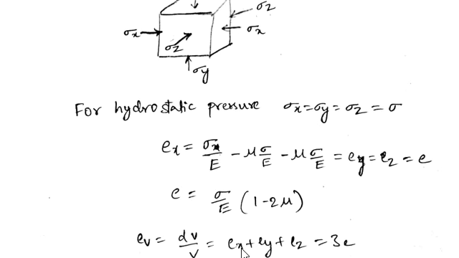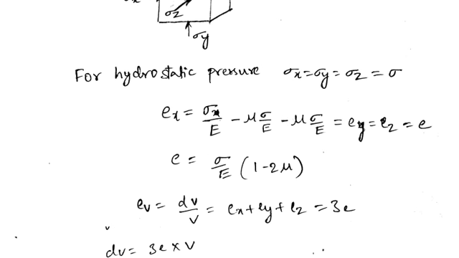So that is 3 times in the Ex, Ey, Ez, you can write E plus E plus E, that is 3 times of E. So strain in volume is nothing but 3 times of linear strain. For this case you can write, and if you write dV, that is change in volume, that is what we require here. So dV is equal to 3 times of E into V.